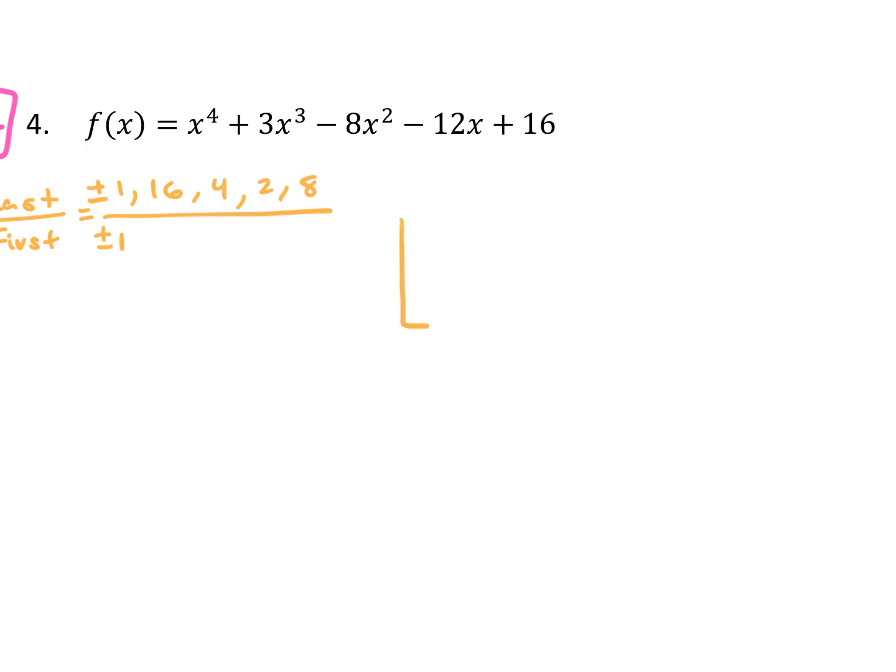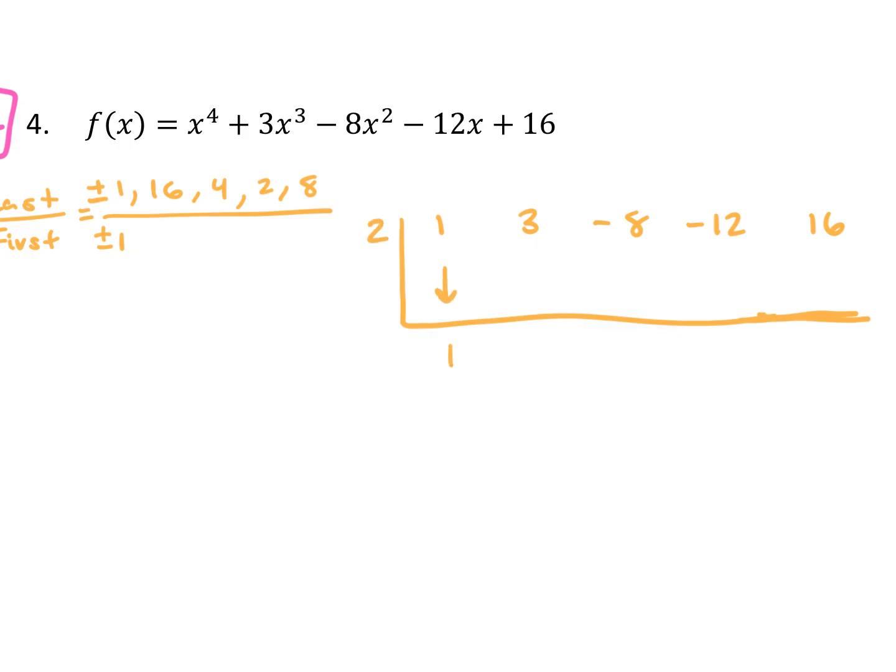So we're going to do synthetic division. Inside the box, we have 1, 3, -8, -12, and 16. We're not missing any zeros, so we don't need to put a 0 in any spot. What do you want to try first here? You said 2? Sure, let's try 2.